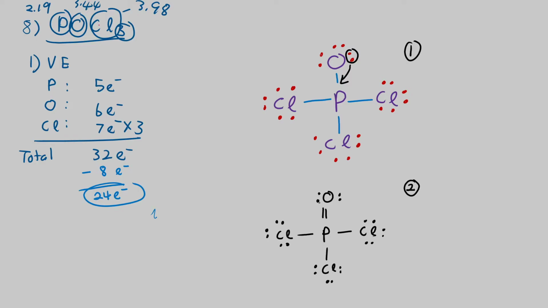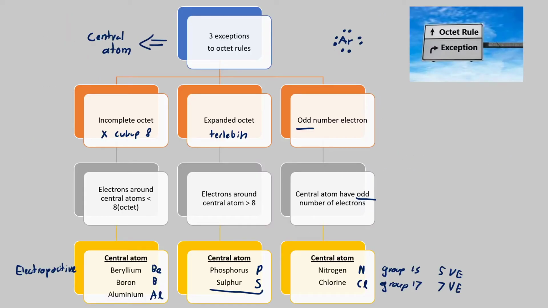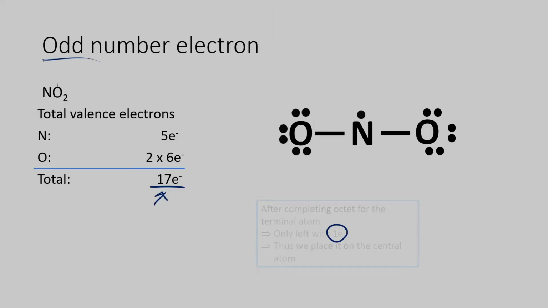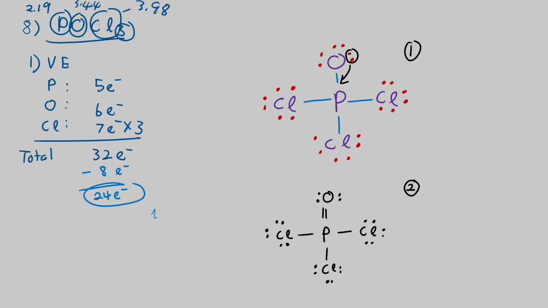Even though phosphorus, kalau you tengok phosphorus dah lebih kan? Dia ada 1, 2, 3, 4, 5, 6, 7, 8, 9, 10. Okay, tapi if you remember, phosphorus is one of the atoms yang boleh buat expanded octet. Alright, so it is possible untuk phosphorus to have an expanded octet. So we have two. Now we are in a dilemma. So which one is the most plausible?